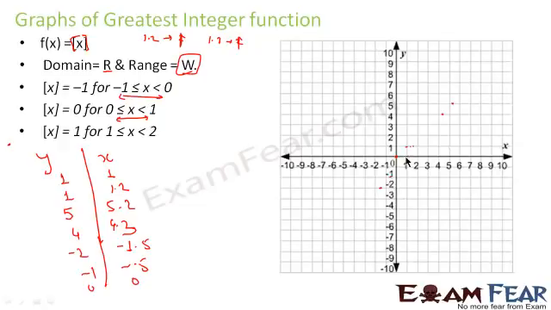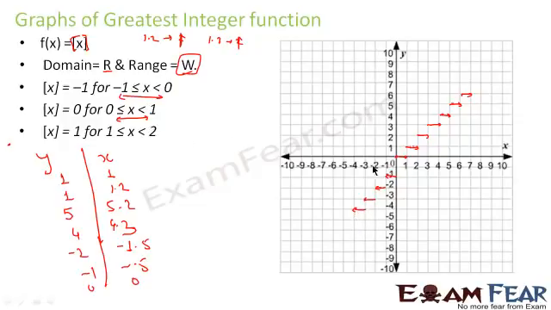So if you see this function, for any value from 0 to 1, the answer is 0. Similarly, for 1 to 2 it is 1, 2 to 3 it is 2, 3 to 4 it is 3, 4 to 5 it is 4, 5 to 6 it is 5. Similarly, 0 to -1 gives -1, -1 to -2 gives -2, -2 to -3 gives -3. So this is how the graph of the function looks.